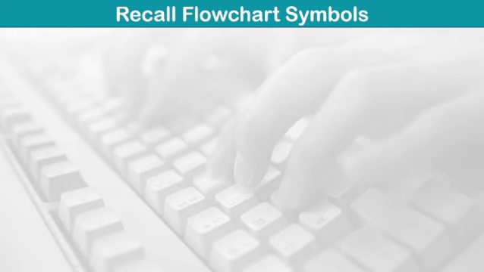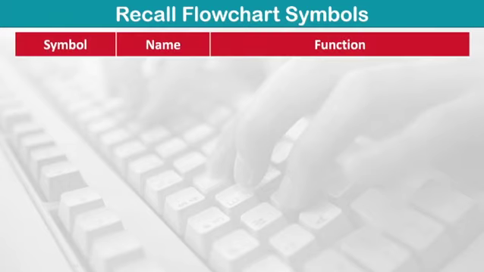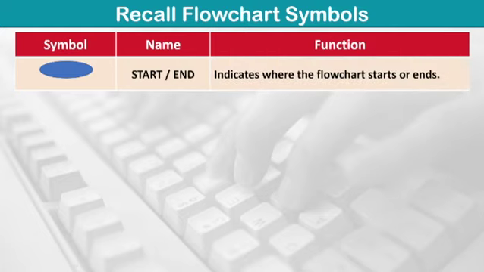We will now learn how to convert a sequence of instructions into a flowchart. But before that, let us recall the symbols used to draw a flowchart. Flowchart symbols. An oval symbol represents start or end. It indicates where the flowchart starts or ends.